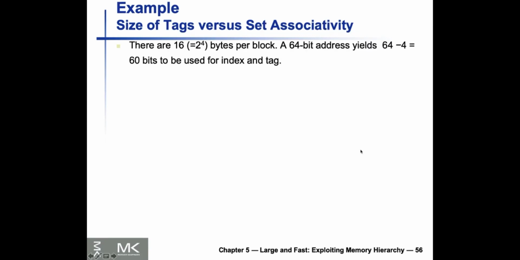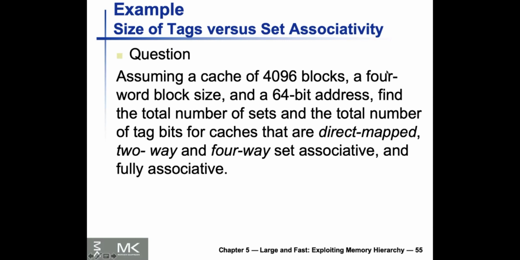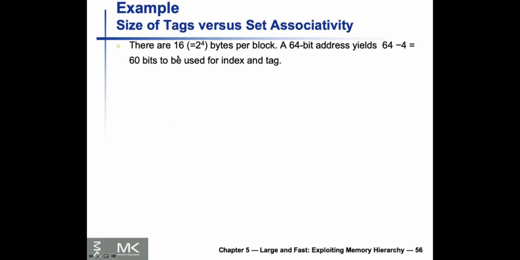The question said they are 4-word block size, right? 4,096 blocks and a 64-bit address. All right. So we're going to have a 4-word block size. Each of those words is going to be 2 to the power of 4 overall, or 16 bytes per block.